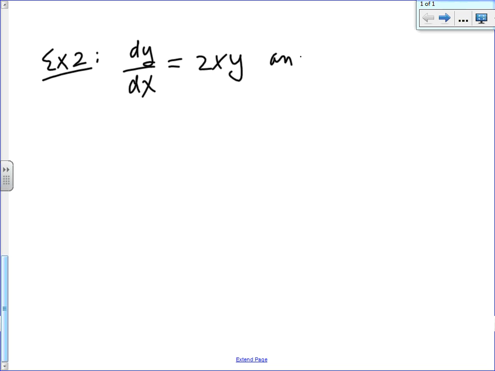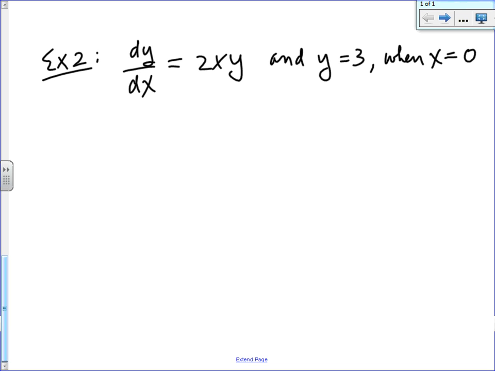Okay. So let's try another one. Something that's a little bit different. That'll end up a little bit different. So here, example number 2. I'm going to let you do most of it. dy/dx is equal to 2xy, and it says y equals 3 when x equals 0.